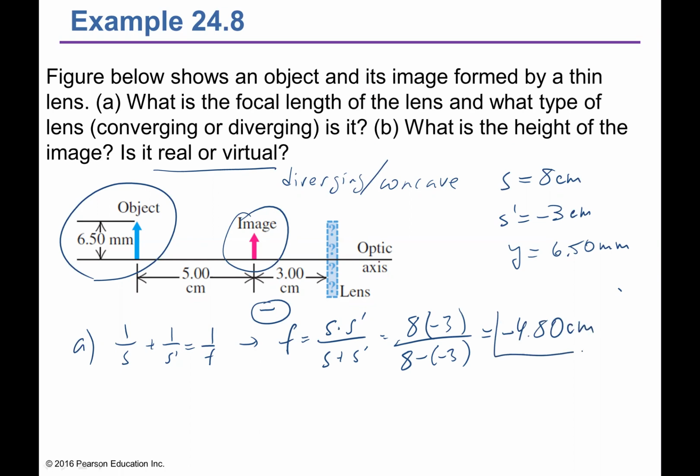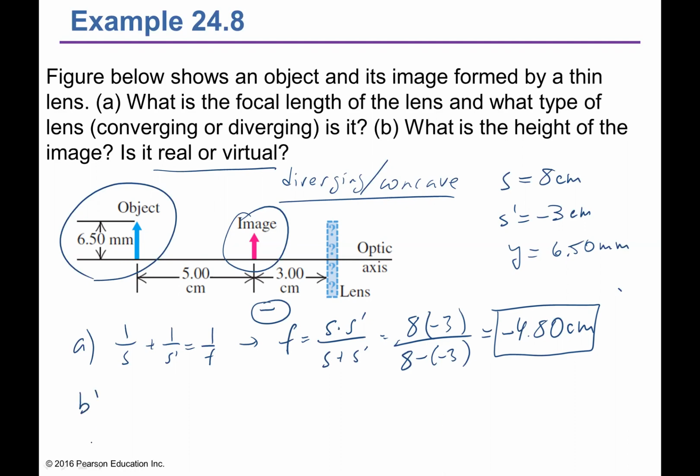Again, it's negative because it's a diverging concave lens. A diverging concave lens always has a negative image distance and a negative focal length. And that's why you have to double check that when you're doing the calculations.